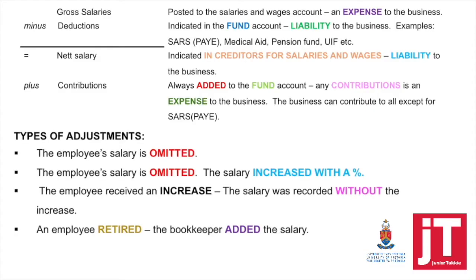The types of adjustments that you can expect in grade 12 is where an employee's salary is omitted. An employee's salary is omitted, but there was also a salary percentage increase. The employee received an increase. The salary was recorded but without the increase. An employee retired and the bookkeeper added the salary. So these are the types of adjustments you can expect in grade 12.